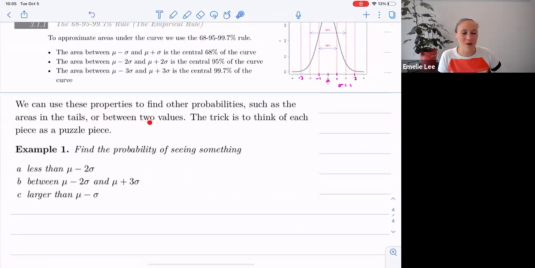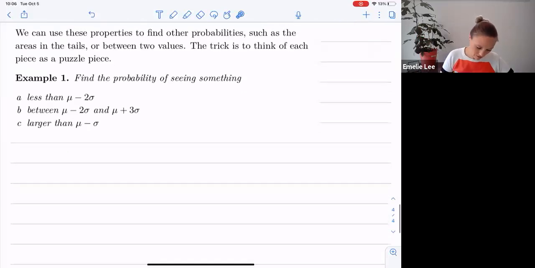We can use these properties to find other probabilities, such as the areas in the tails or between 2 values. So the trick is to think of each piece as a puzzle piece. So what if I want to find the probability of seeing something less than mu minus 2 sigma? What you can do is remember the 68, 95, 99.7 rule.